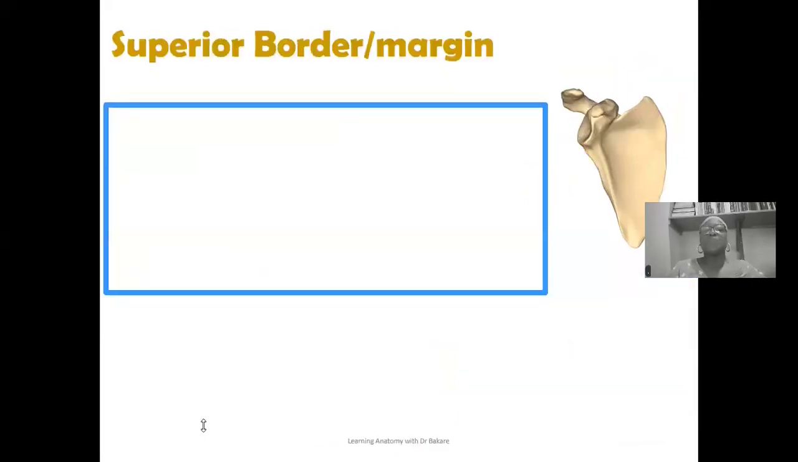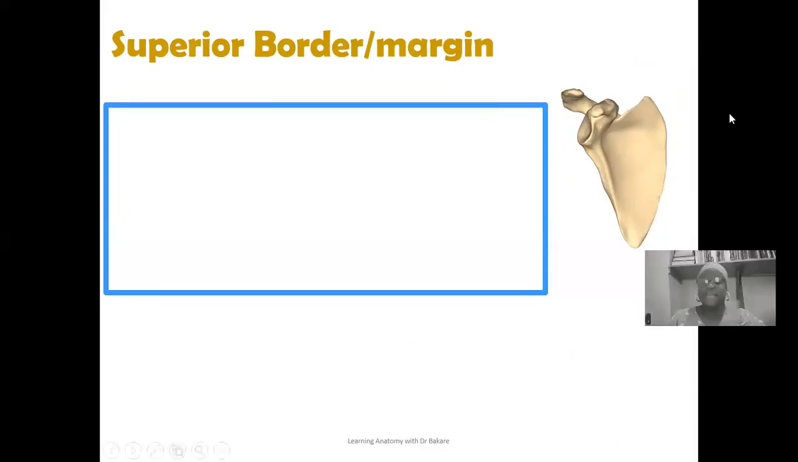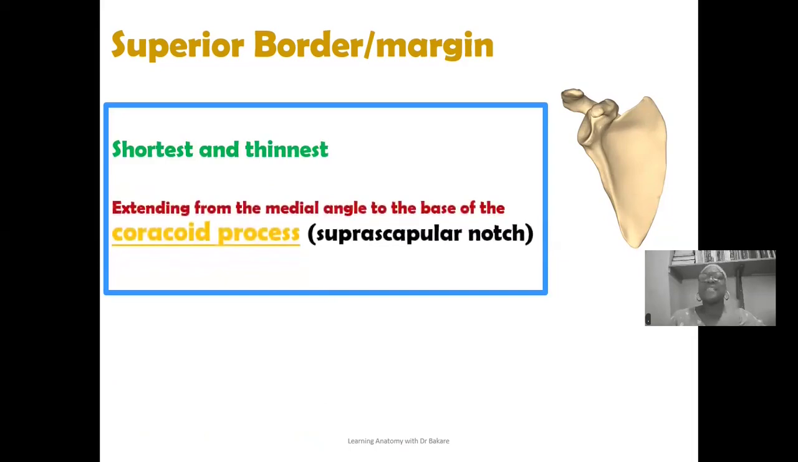So let's go to the superior border, which is the last border. We tried to describe the medial and the lateral border. The superior border is the shortest and the thinnest. And you see it extending from the medial angle to the base of the coracoid process. This is where we have the medial angle here. Remember, we described this angle in our previous slide. And you see it extending to the base of the coracoid process.